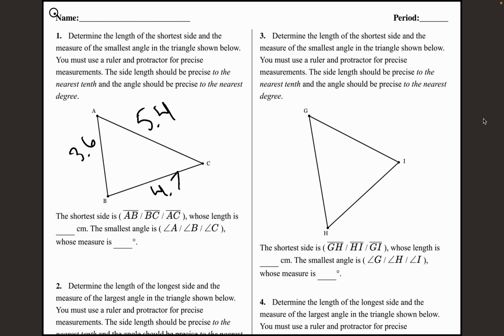You can't just eyeball it. How do you figure out the smallest thing? You have to say the value.